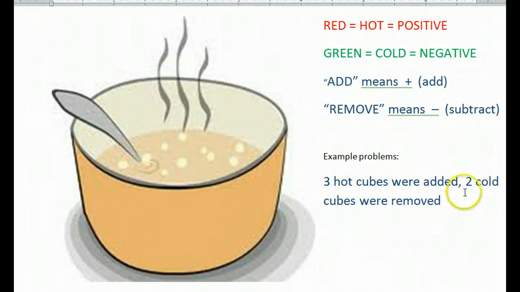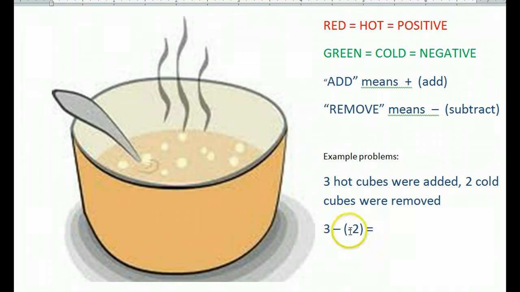I've got a new example problem. 3 hot cubes were added, 2 cold cubes were removed. So I could translate this into math now. I could say, okay, 3 hot cubes, that's positive 3. They were added, so there they are. 2 cold cubes were removed, so that's removed is minus, and cold cubes are green, so that's negative, minus negative 2.